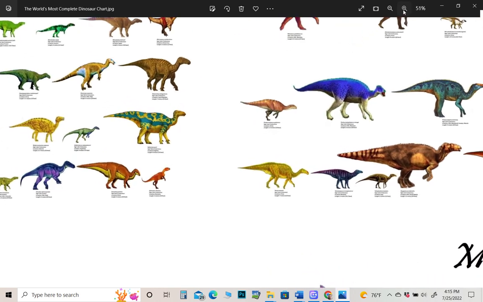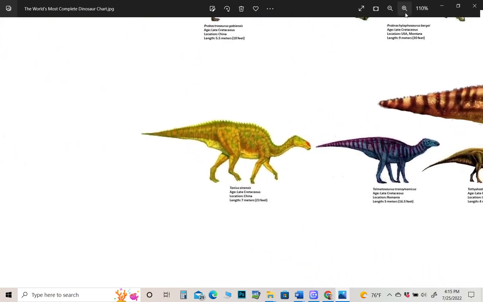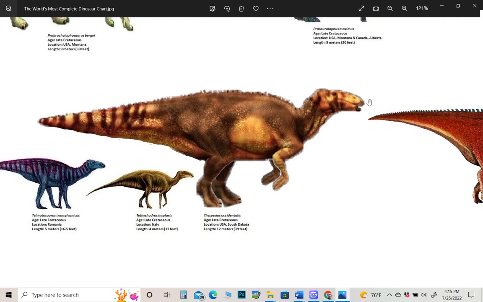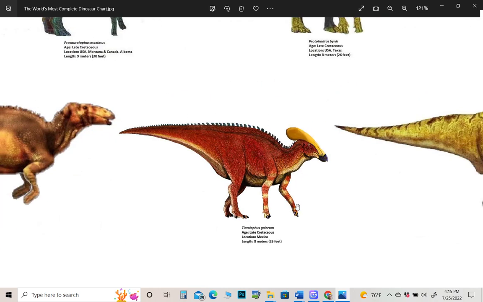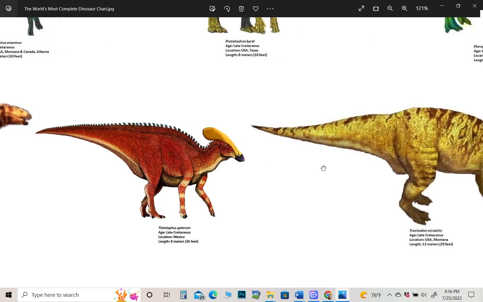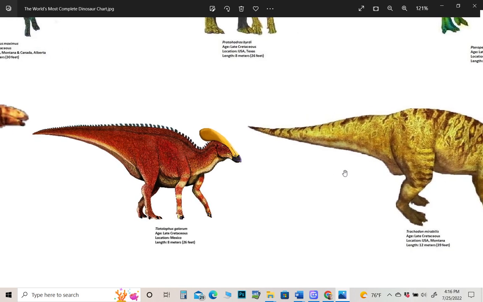Might have been before that, but anyway, we have Tanius, Telmatosaurus, Tethyshadros, Thespesius, Tlatolophus, which was discovered last year, which is a Parasaurolophine, kind of in a transitional stage between another group and the Parasaurolophines. They named it after an Aztec word, Tlatl, because the crest looks like a Tlatl.